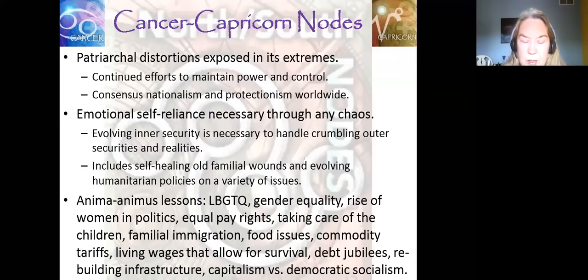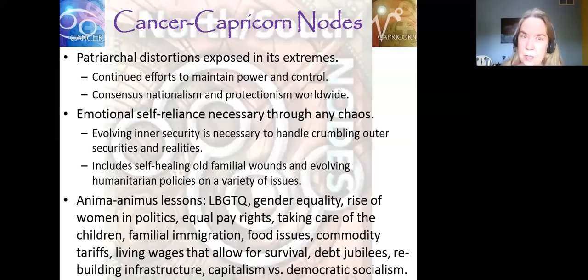And doing this personally, doing this collectively, it is requiring us on a collective level to really evolve humanitarian policies on a variety of issues. How much more do we have to see going on in the world with people losing their homes through war and climate events and you name it? What's it going to take for all of us to say, everyone has a right to food, clothing, and shelter. Everyone has a right to have health care and not worry about dying of disease because they can't afford it. Stay tuned. We'll see how this turns out.